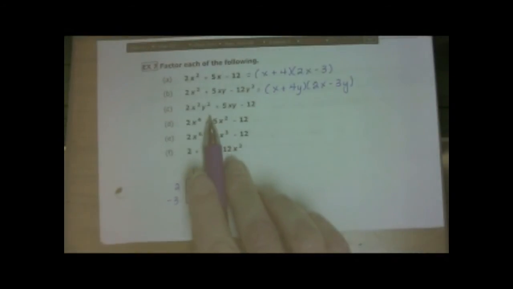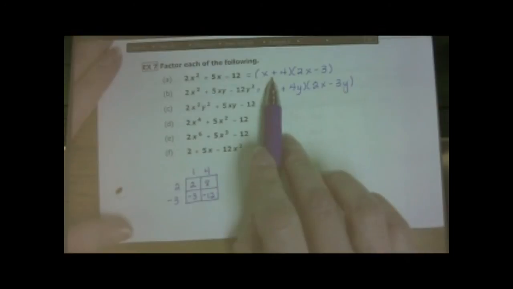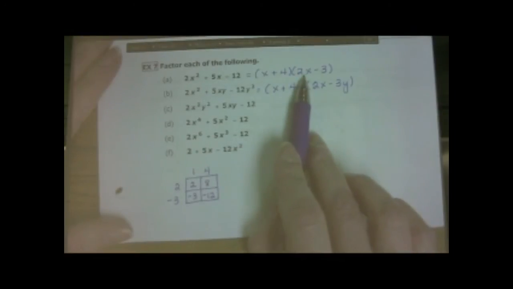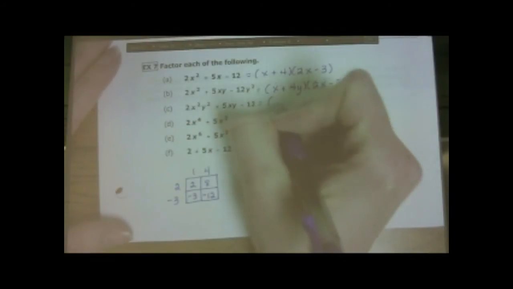This example has a y squared in the first position. So what we're going to do is go back to our original factors and we're going to put a y with the x in the firsts. So this would be xy plus 4 and 2xy minus 3.